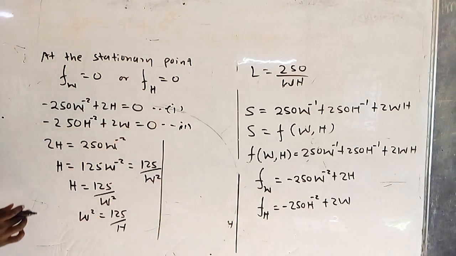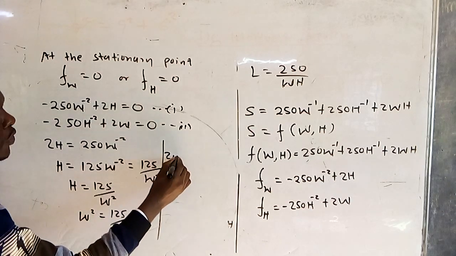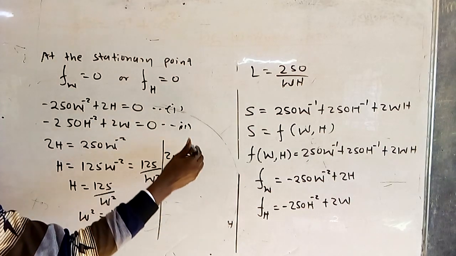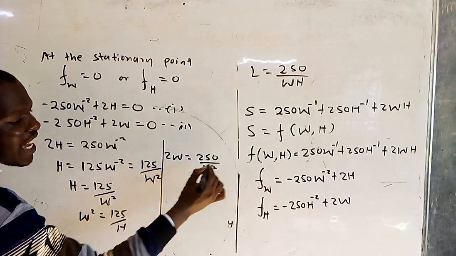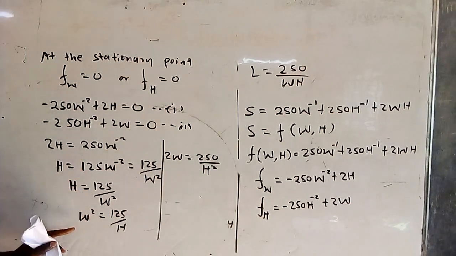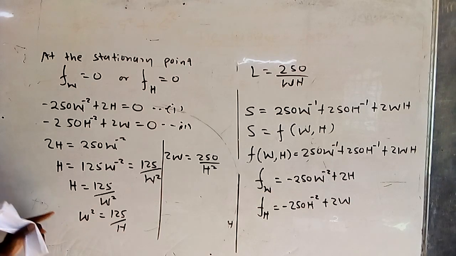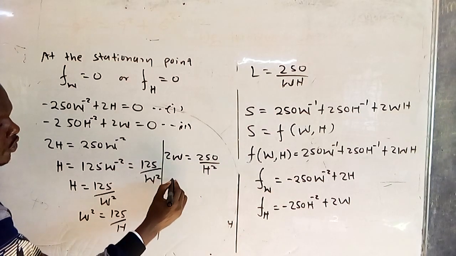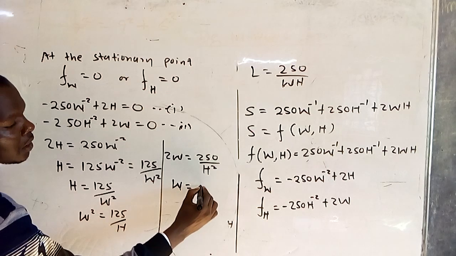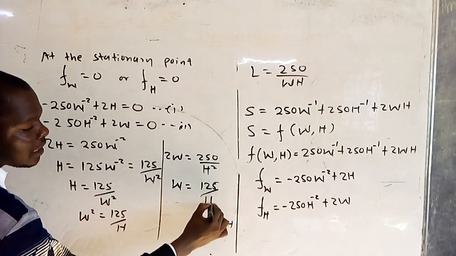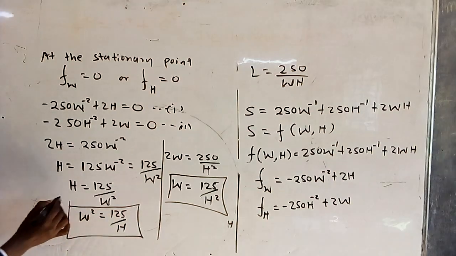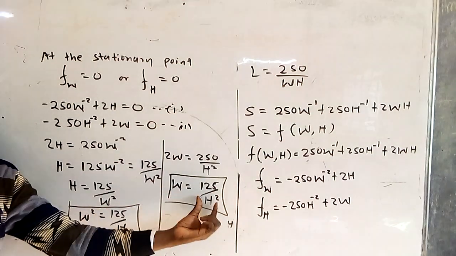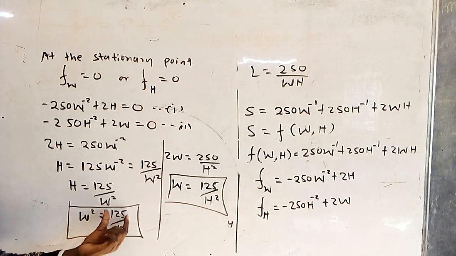Go to the second one. The second one, you have 2w equal to, you take this negative to the other side, you get 250 h raised to negative 2, it means over h squared, isn't it? Just like we've done with this. Are we together? You divide both sides by 2, you get w to be 125 over h squared. Now look at these two equations. All of them are for w. Meaning w is 125 over h squared, here w squared is 125 over h.